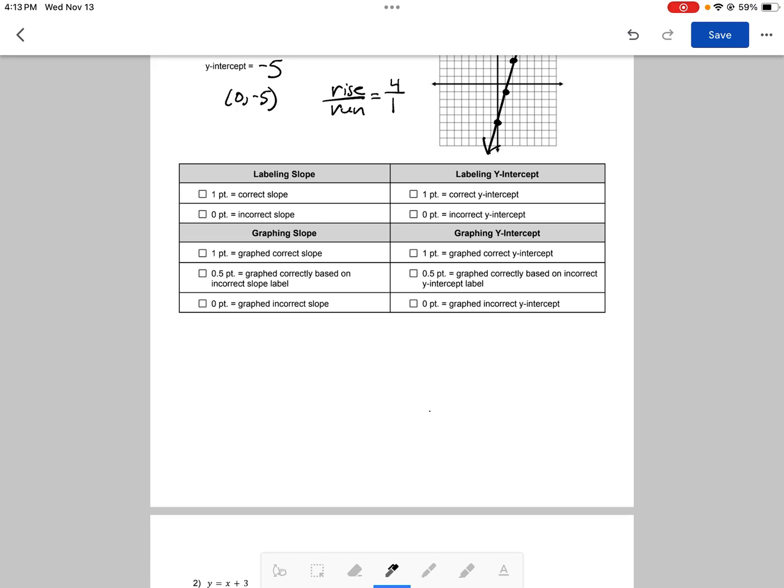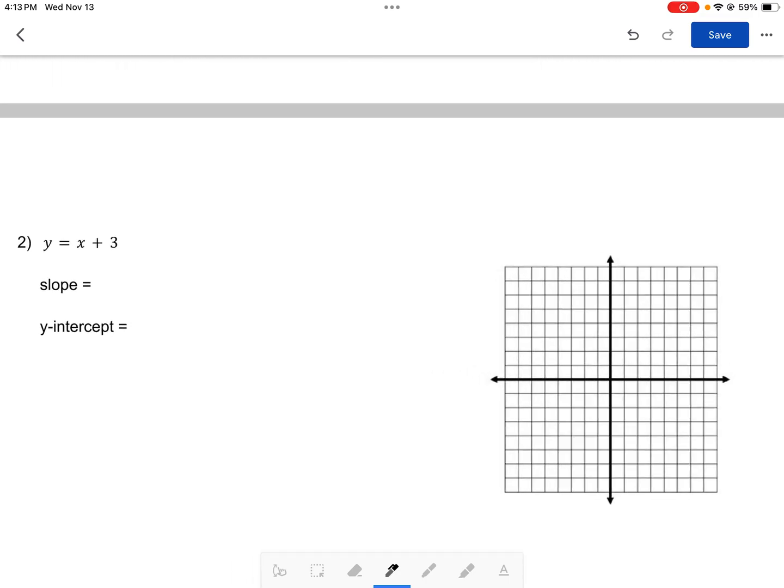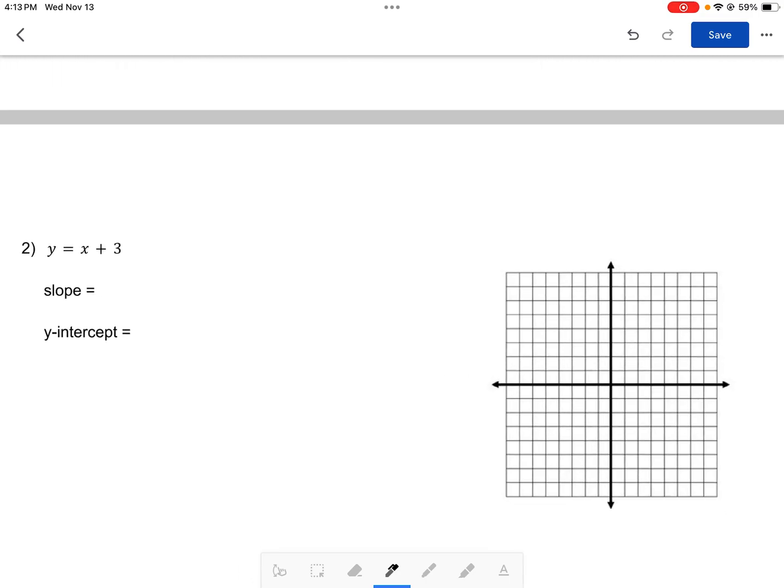All right, looking at number 2, y equals x plus 3. My slope here, I just have 1. There's a little 1 in front of this x, so my slope is 1. My y-intercept is 3, or 0, 3.